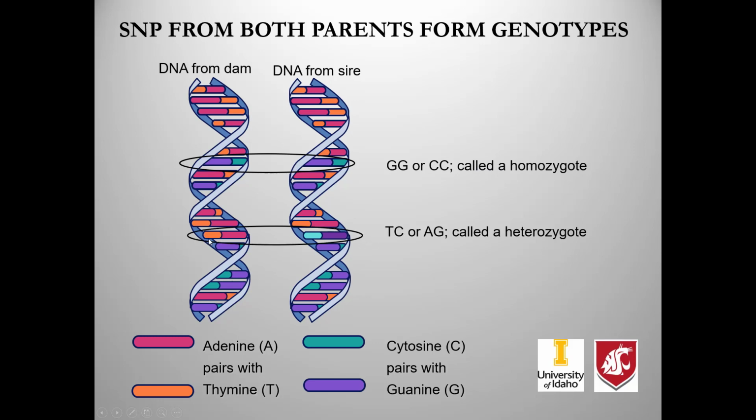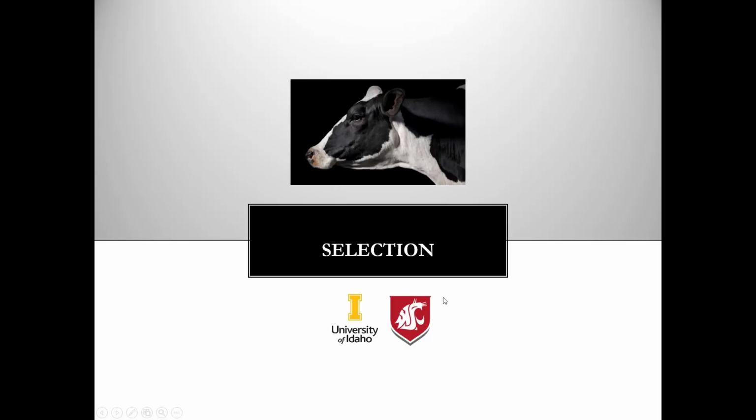When we have different SNPs at the same location from the DNA inherited from the dam and the sire, in this situation we have a T here and C over here, so that genotype would be a TC. Or if we looked at the alternative complementary strand, we would see that this would be an A and a G. When the SNPs are different at that specific location, we call that a heterozygote. In this situation, we can see that again it's the same, and so what is that called? It's called a homozygote. All right, now that we've gotten a basic feeling for what DNA is and how that might be inherited, we're going to talk briefly about selection.